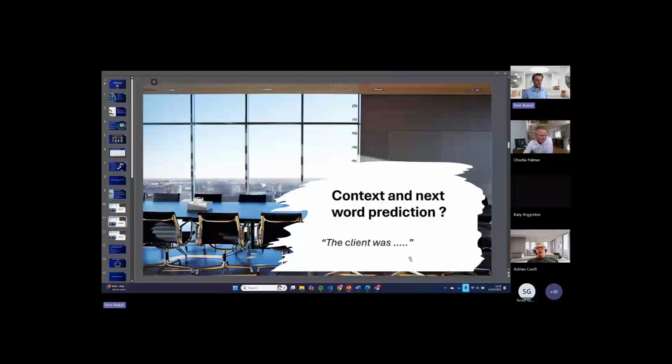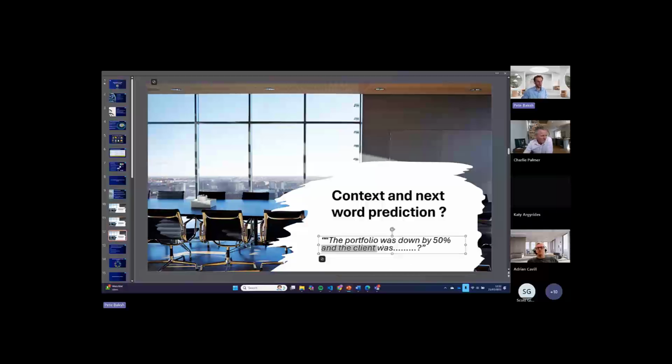If you just had the sentence that you wanted to complete, "the client was", you have a whole vast array of words that could possibly fit in there. The client was happy, the client was sad, the client was rich, the client was poor, loads and loads of words. Okay. Now, with these algorithms, context is very important. So if we added some context before that, we get "the portfolio was down by 50% and the client was". The distribution of words, the possibilities of words that could come afterwards, is going to be significantly less than when we just said "the client was".